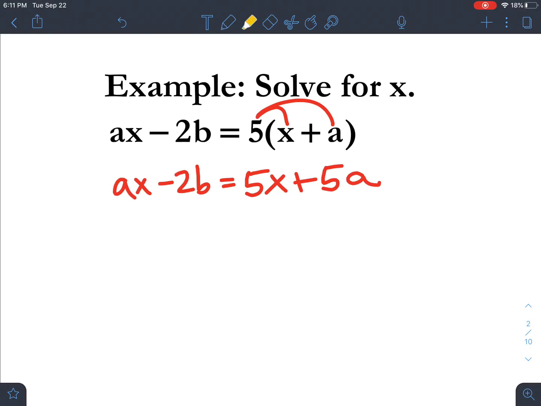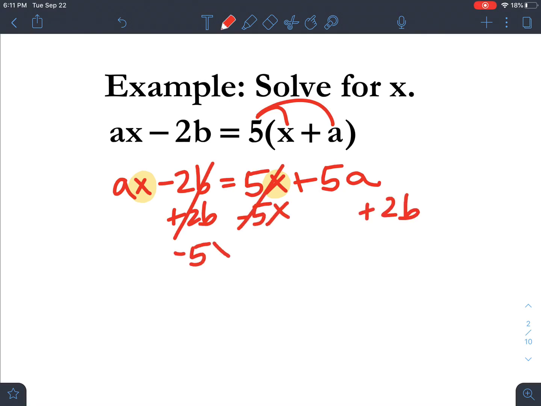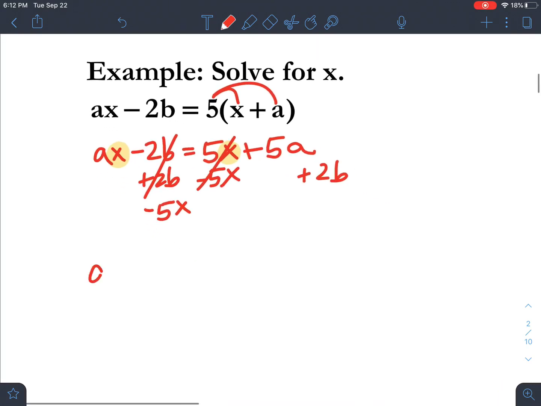Remember, what we're looking for is x. So we're going to end up moving anything with an x to one side. I'm going to add 2b over here, and I'm going to subtract 5x to this side. So let's see what we've got. I've got ax minus 5x equals 5a plus 2b.